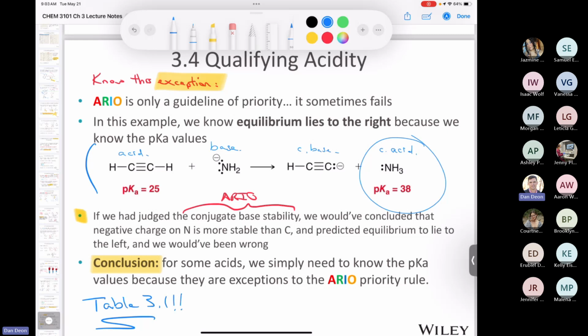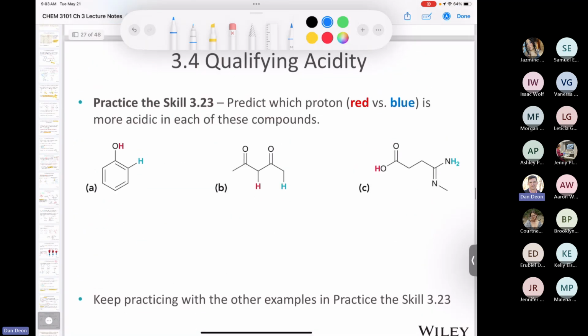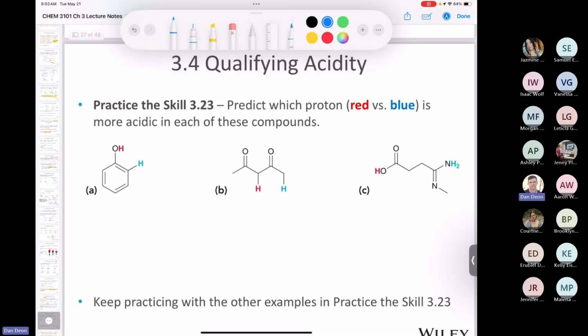The answer is no. If I asked you to solve this using ARIO, you can use the rules except in this one specific case. So now it says, predict which proton is more acidic in each of these compounds. What I like about this problem is that you can solve some of them using ARIO and maybe pKa for some other ones.